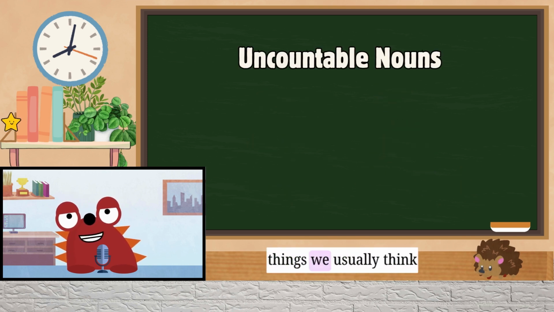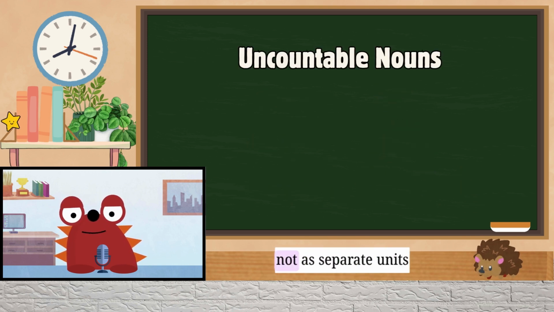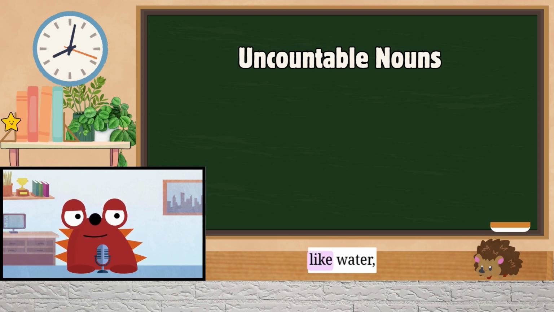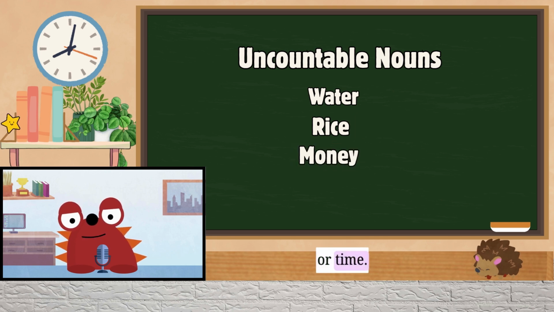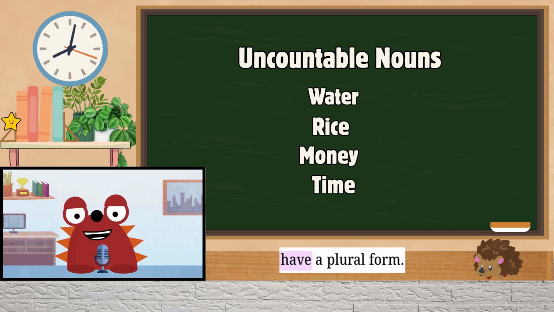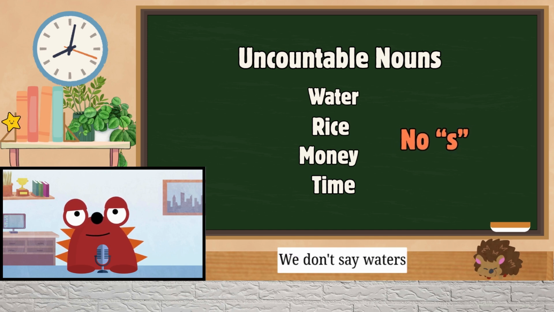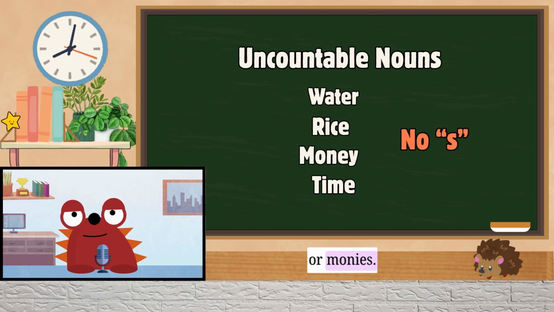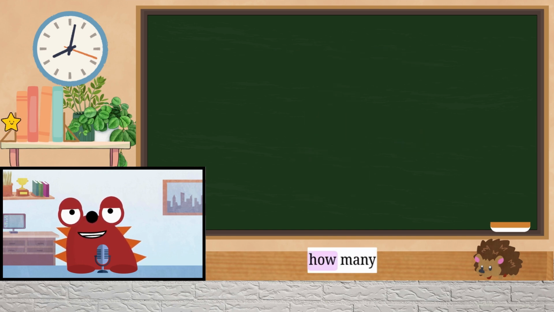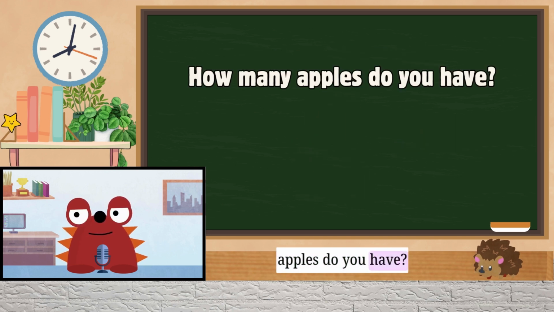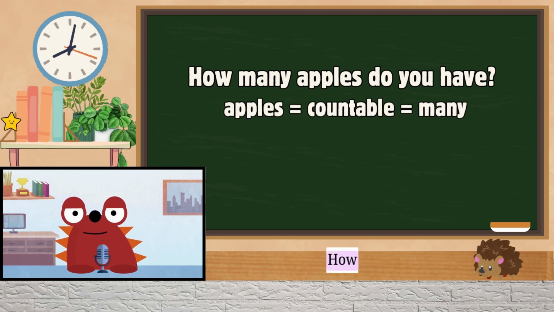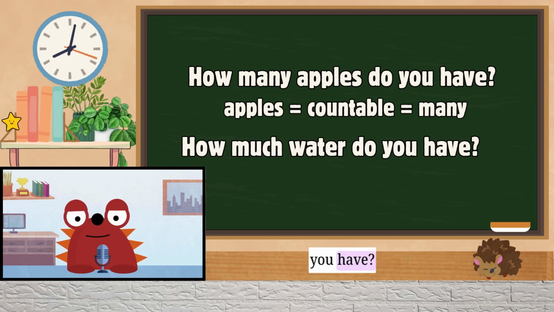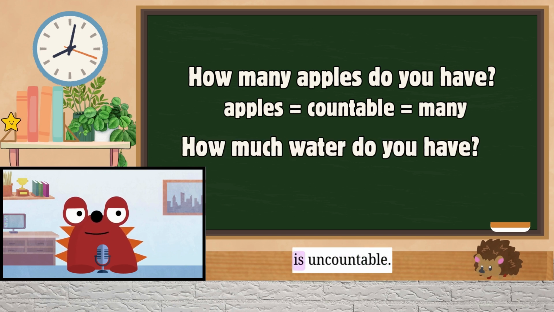Uncountable nouns are things we usually think of as a whole, not as separate units, like water, rice, money, or time. These nouns don't normally have a plural form. We don't say waters or monies. So, how many apples do you have? Apples are countable. How much water do you have? Water is uncountable.